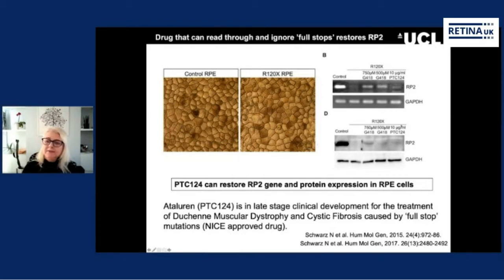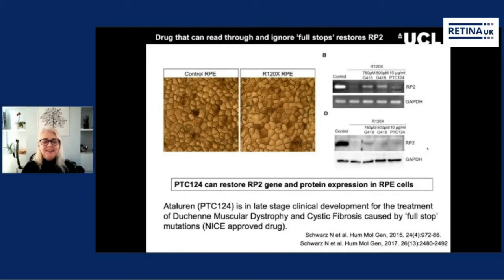The diagrams on the right you don't need to understand, but that's just to help me clarify that actually when we add this drug to the cells, they have no RP2 at all because they can't make the sentence, they can't make the protein. But when we add the drug, we see the gene is made and there's a little bit of protein made. And we've done some more detailed experiments to show that little bit of protein actually restores function in these cells. So this is really exciting.